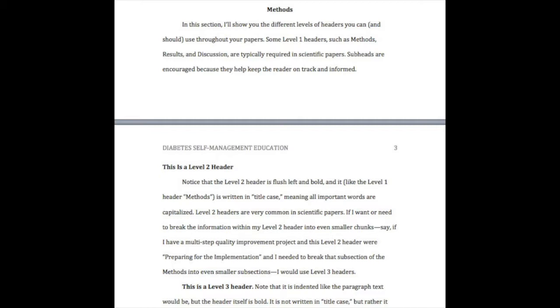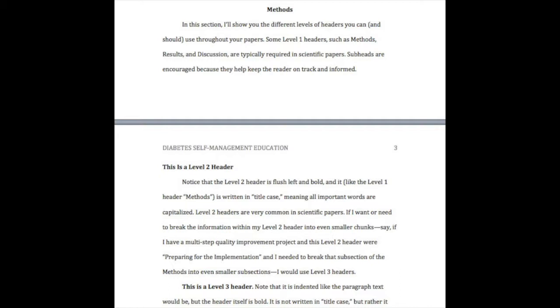Level 2 is subordinate to level 1, and you can see, even in the text there, I'm explaining that it's flush left and bold. Now, both level 1 and level 2 headers are written in what's called title case, where all of the important words are capitalized. I explain title case in my clip regarding title pages as well.